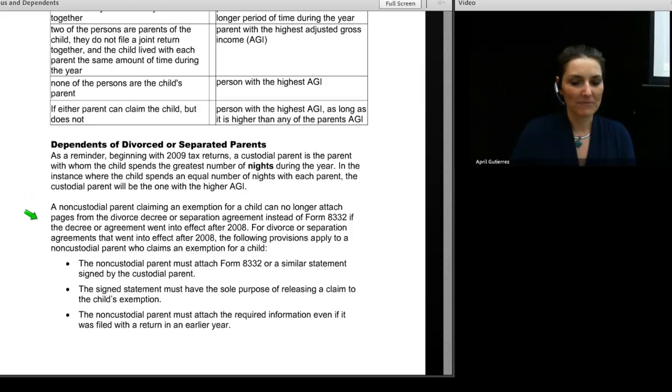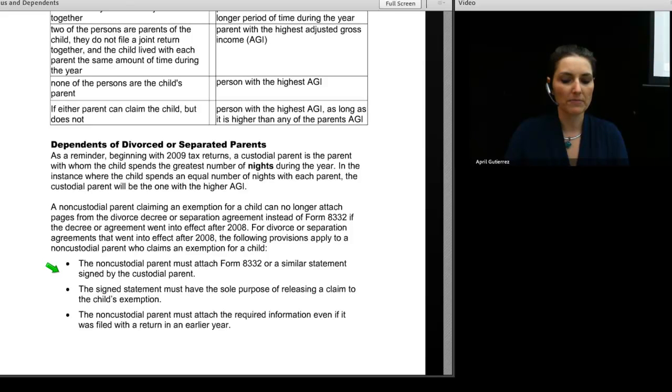A non-custodial parent claiming an exemption for a child can no longer attach pages from the divorce decree or separation agreement instead of Form 8332 if the decree or agreement went into effect after 2009. For divorce or separation agreements that went into effect after 2008, the following provisions apply to a non-custodial parent who claims an exemption for a child.